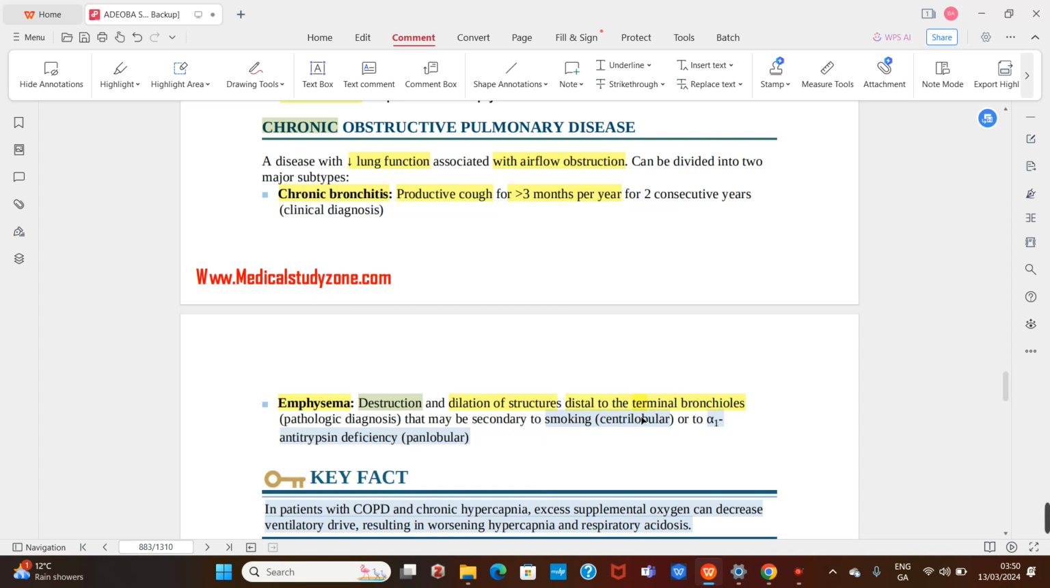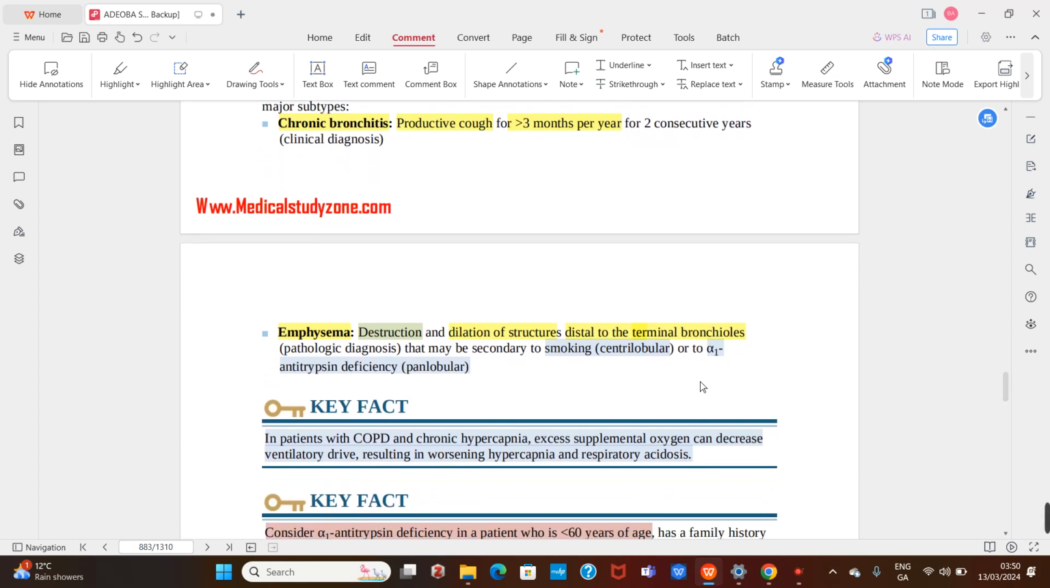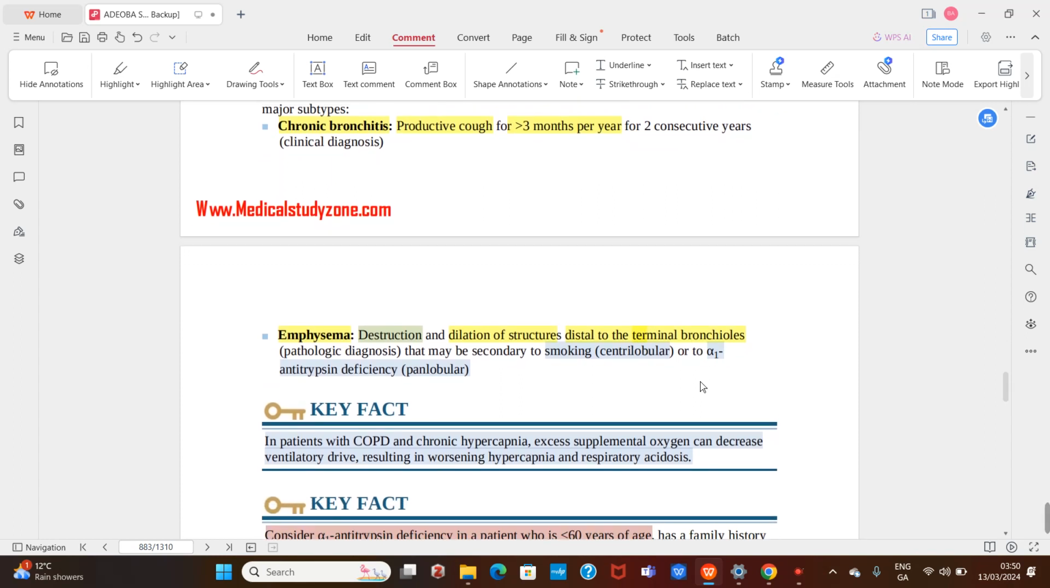So what are the structures distal to the terminal bronchioles? The two structures. Anybody remembers? Even though we know, revise our anatomy. The alveoli, yes. What else? The alveolar sac and the respiratory bronchi. Those are the respiratory zone, exactly. So the respiratory zone, which includes the respiratory bronchioles and the alveoli, particularly the alveoli, is what is destroyed and dilated in emphysema.